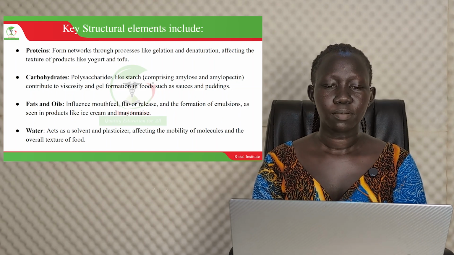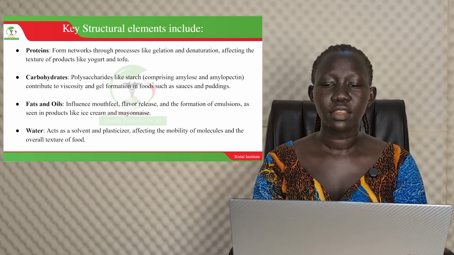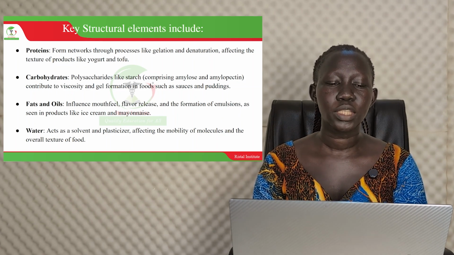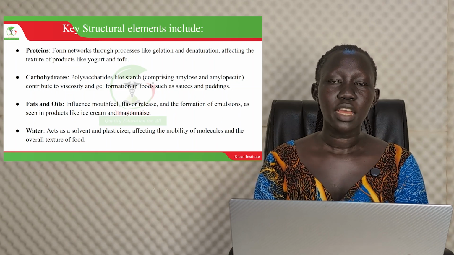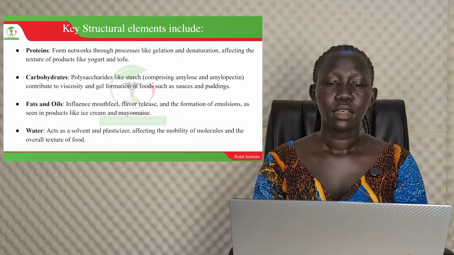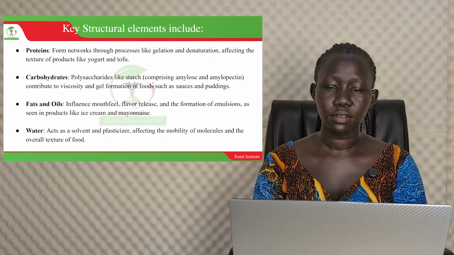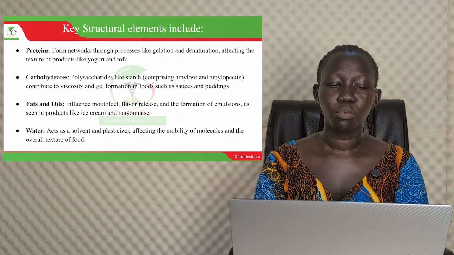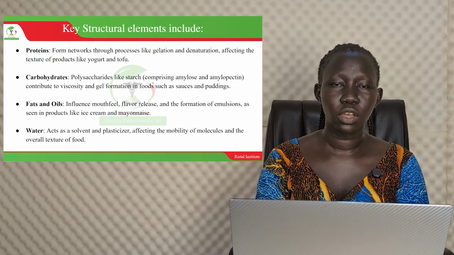Fats and oils. Fats and oils influence the mouthfeel, the flavor release, and also formation of emulsions, as seen in products, for example, ice cream and mayonnaise. Water is one of the very important elements that are involved in food, and it acts as a solvent and plasticizer, which affects the mobility of molecules and the overall structure and texture of food.